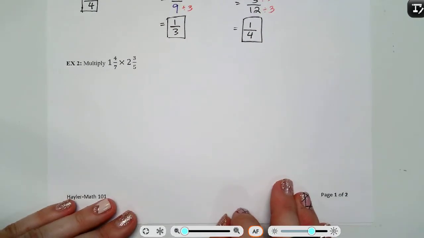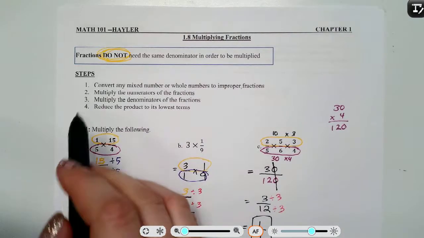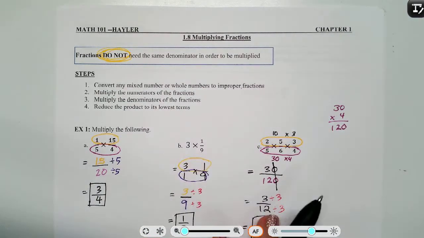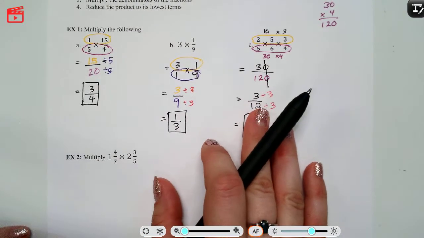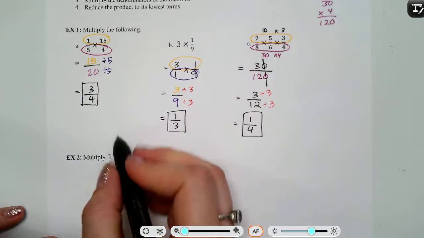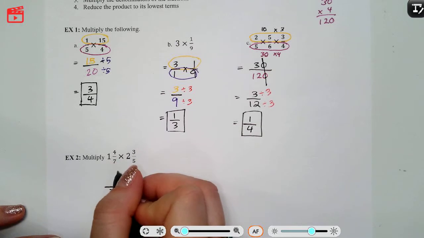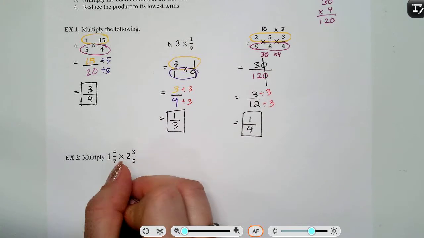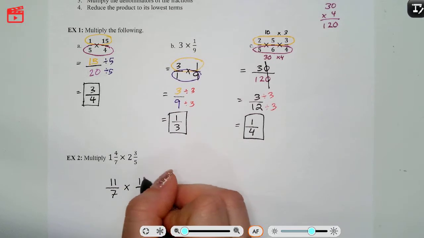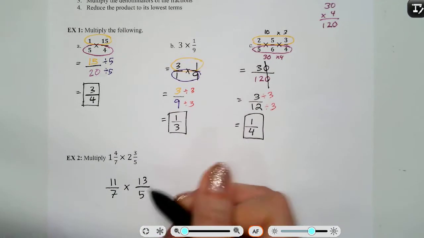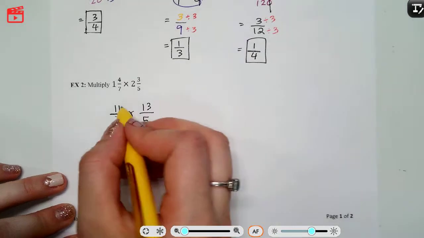Look at this. We're going to be multiplying these mixed numbers. Okay, so when we're multiplying, remember, what was the first step? Convert any mixed numbers. All right. So, let's go ahead and convert this. So that's going to be 1 times 7 plus 4 is going to be 11 times 2 times 5 is 10 plus 3, 13 over 5. All right, so now they are just regular old fractions. So let's go ahead and multiply across the top.